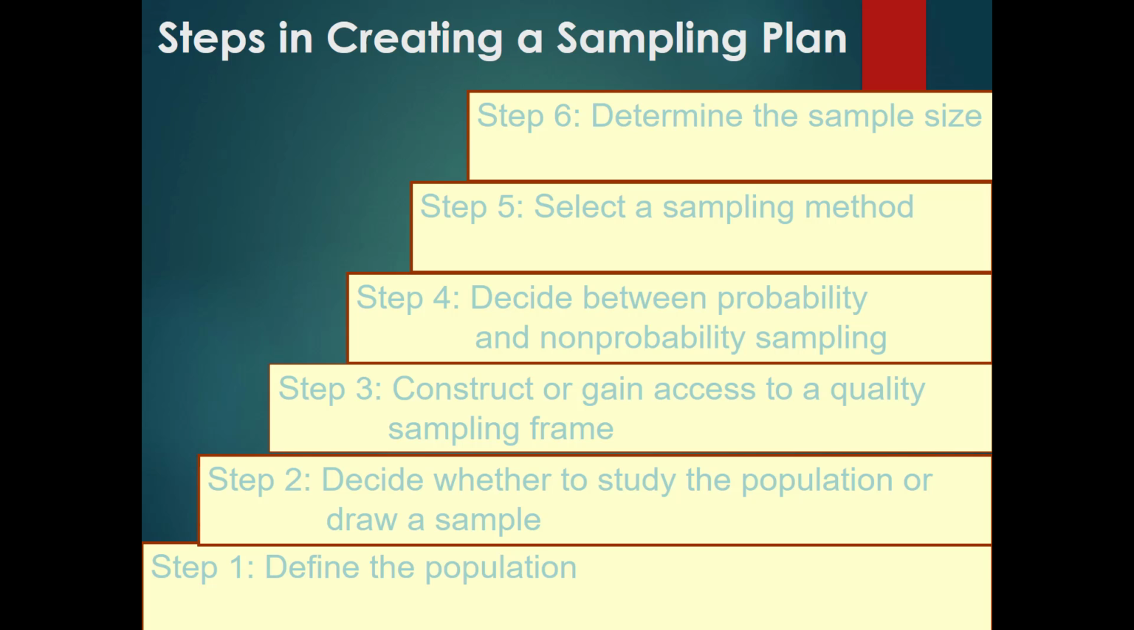So here are the steps in creating a sampling plan. There are 6 different steps: defining the population, deciding whether you're going to study the entire population or just draw a sample. Step 3 is to construct or gain access to a quality sampling frame. Step 4 is to decide between probability and non-probability sampling. Step 5 is to select your sampling method. And step 6 is to determine the sample size. We're going to cover each one of these individually.